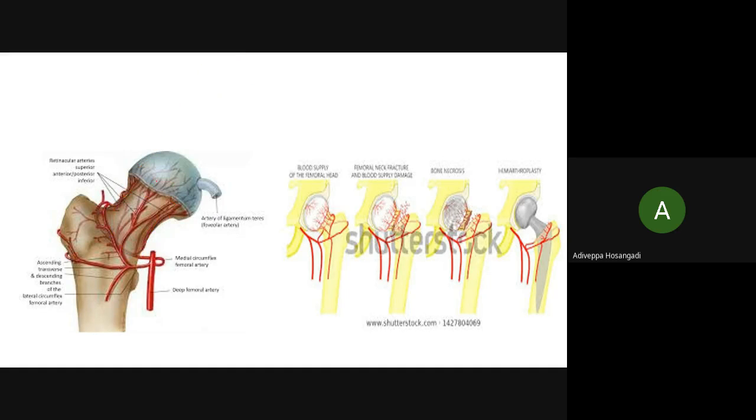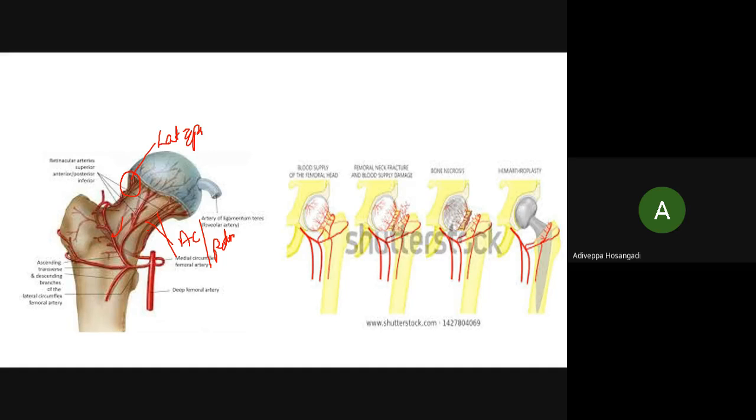So what is important is, please remember, these are ascending cervical or retinacular vessels. There can be anterior, posterior, lateral, medial. So what is important is, you have to remember lateral epiphyseal vessels. Lateral epiphyseal vessels.